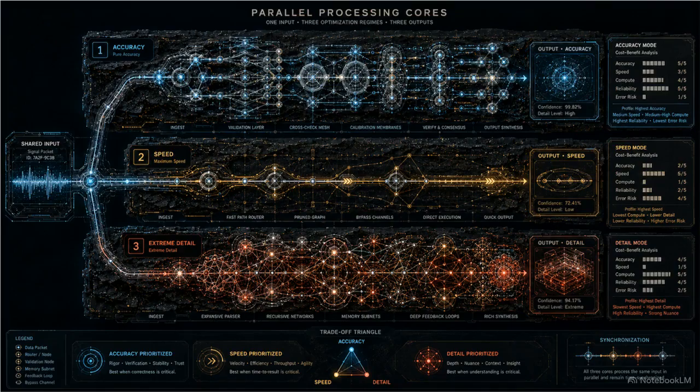Track 2 focuses on speed. Utilizing bypass channels, it achieves immediate results, though with higher error risk. Track 3 is for extreme detail. Its dense recursive networks allow deep parsing to understand complex nuance and broader context.